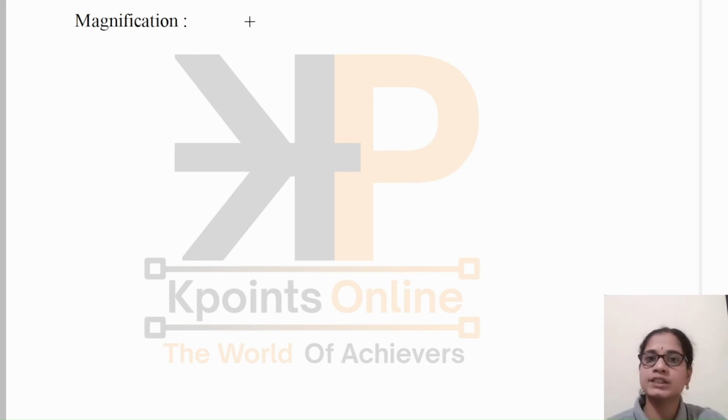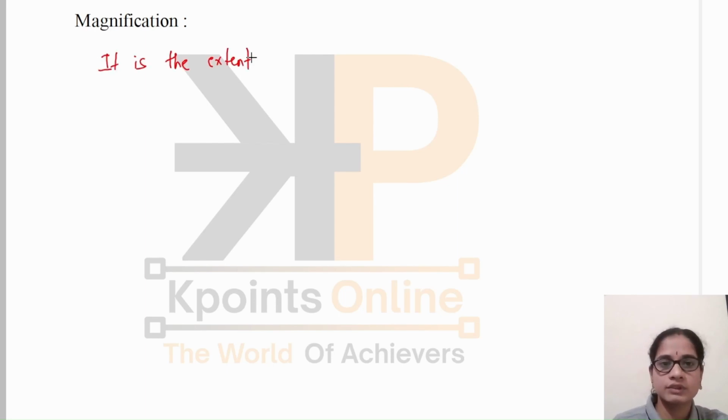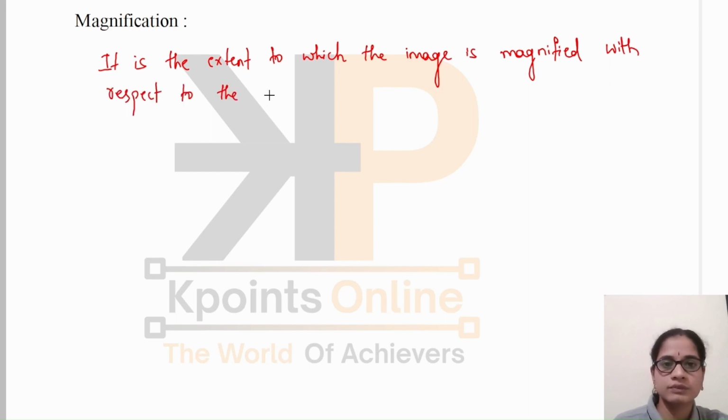Magnification means it is the extent to which the image is enlarged or diminished with respect to the object. We know that in some cases the size of the image is less when compared to the object. In some cases the size of the image is same as that of the object. In some cases the size of the image is enlarged when compared to the object. So we are going to calculate here the extent to which the image is magnified with respect to the object here.